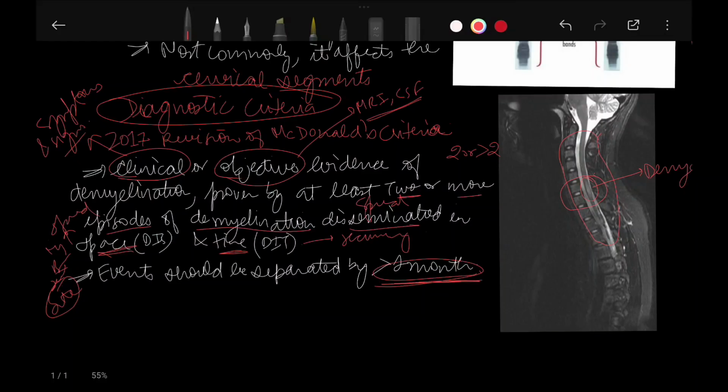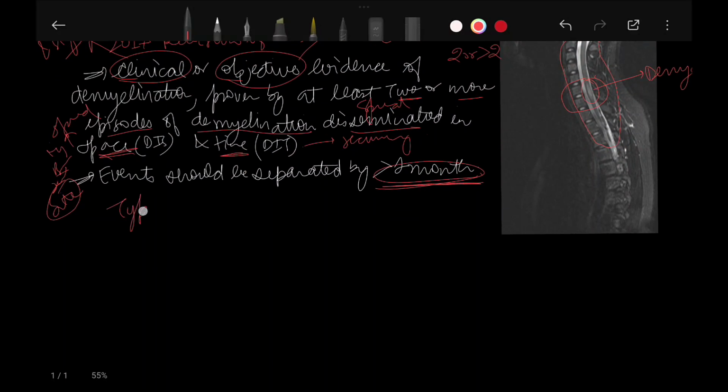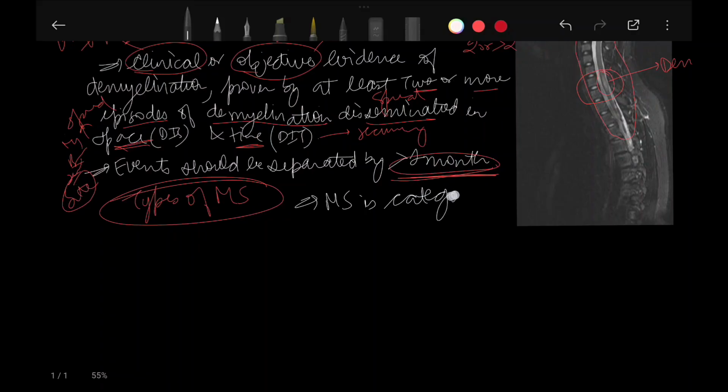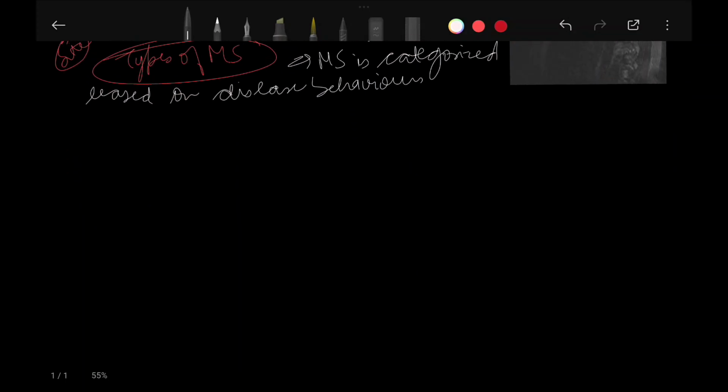Now coming to the types of multiple sclerosis. What are the types of multiple sclerosis? Multiple sclerosis is categorized based on the behavior of the disease. Okay, multiple sclerosis is categorized based on the disease behavior.